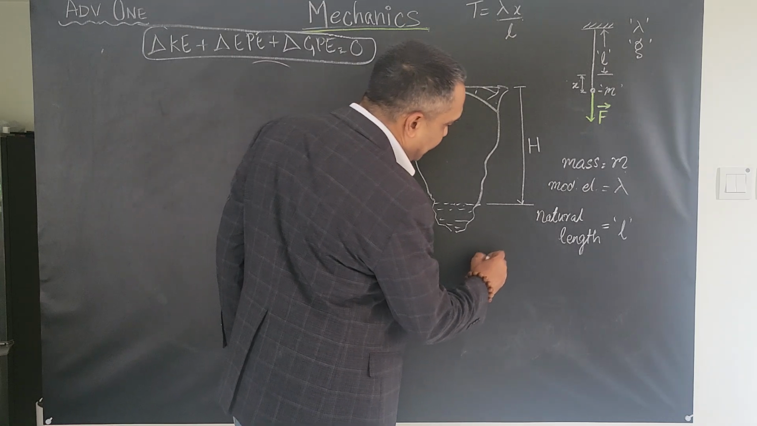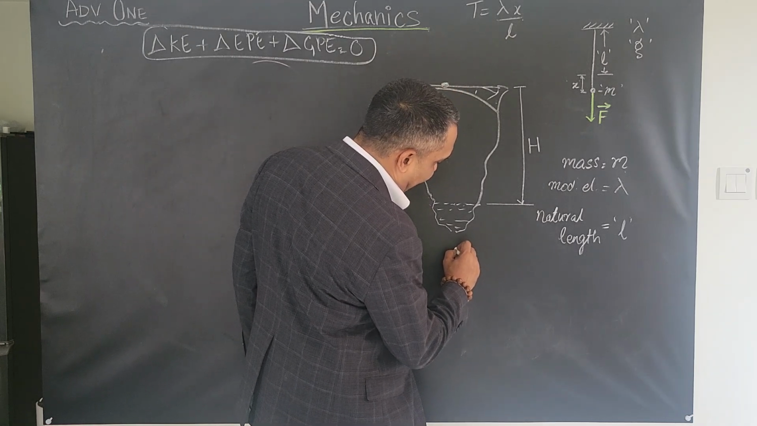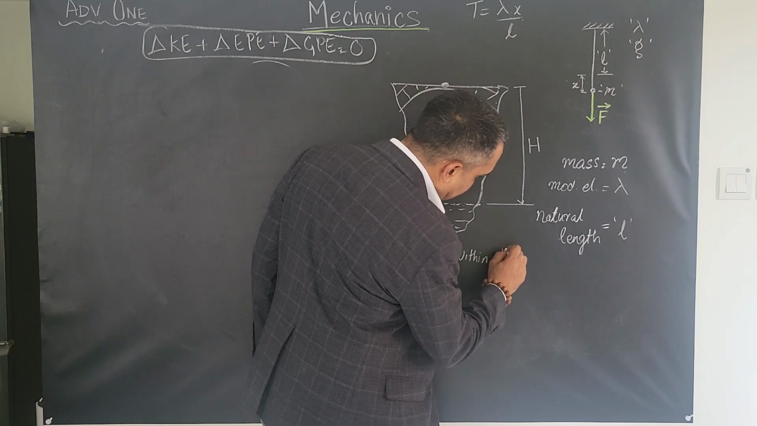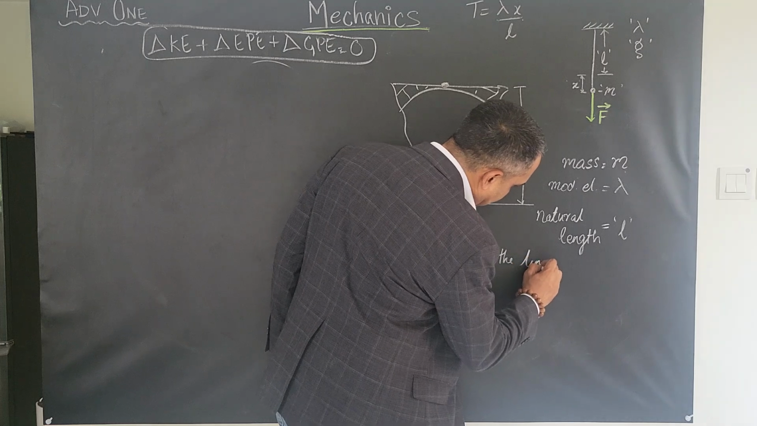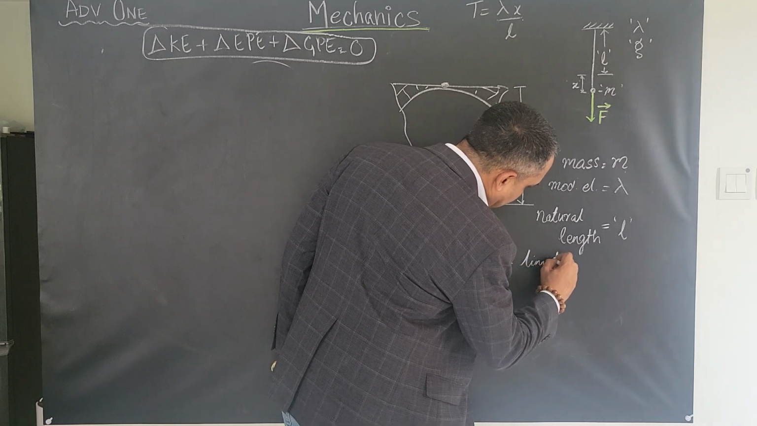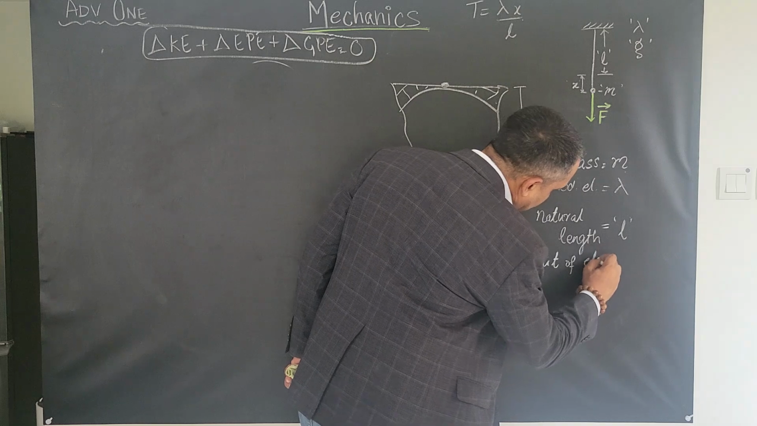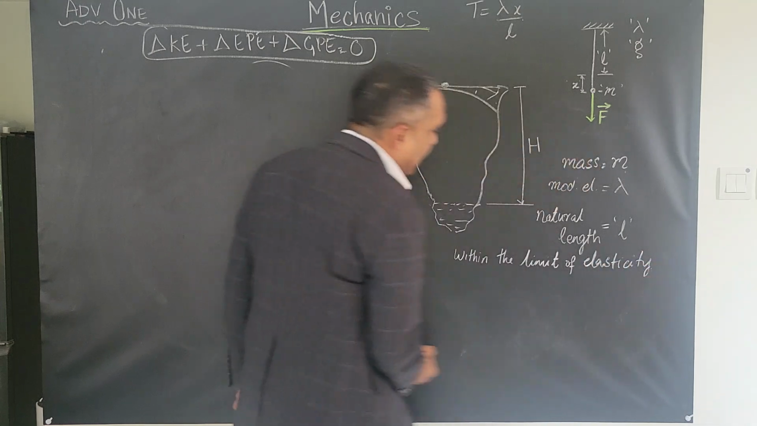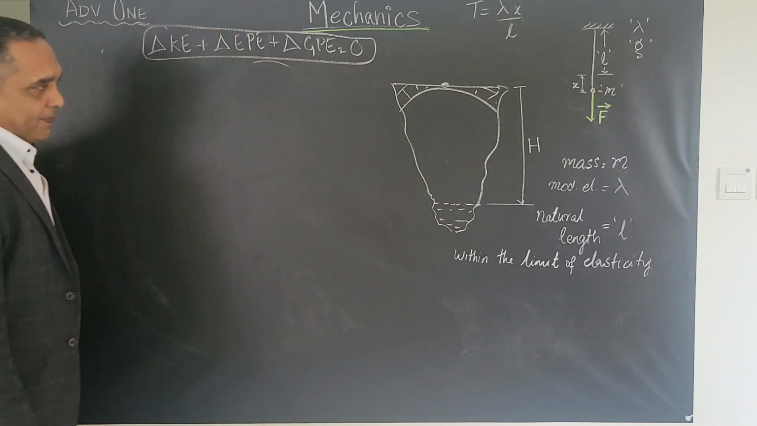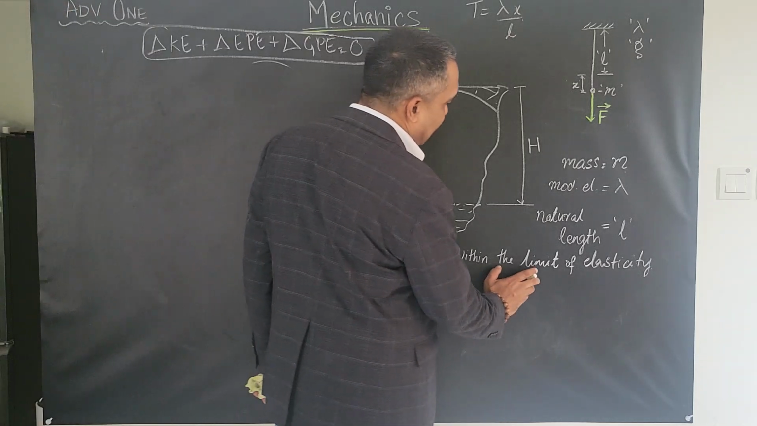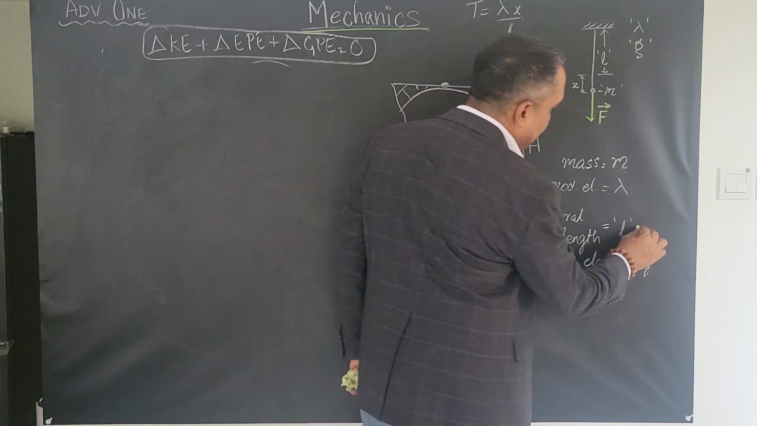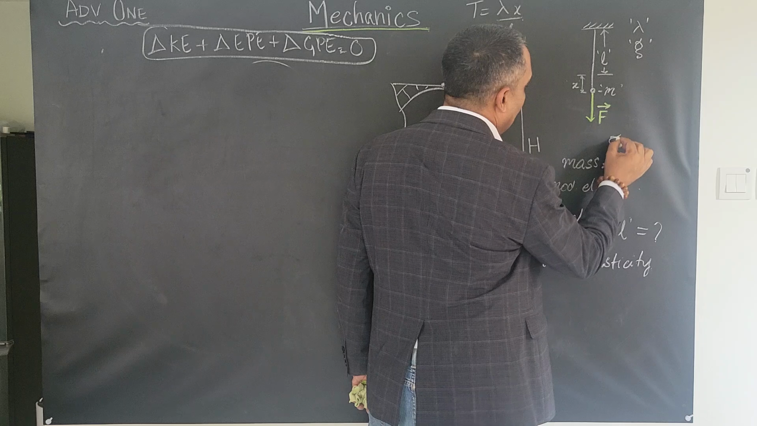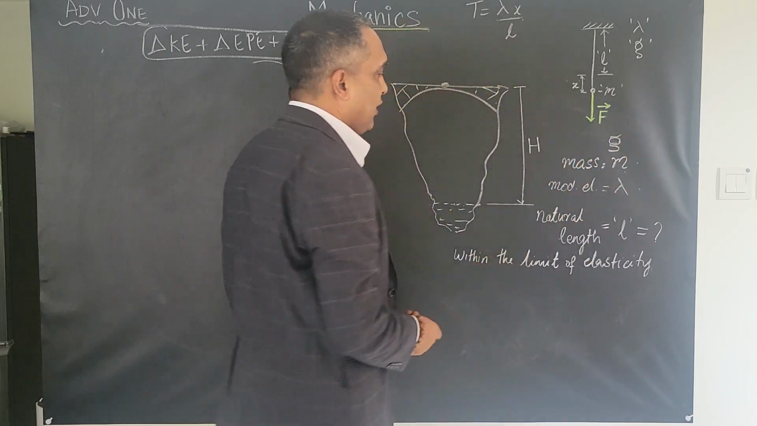And for this problem, you are operating within the limit of elasticity. This is very important, right? Because the moment your string snaps, everything goes away. So within the limit of elasticity, find this. This is what you need to find. This is given. This is given. You know g is constant at all times, so you don't need a value for it. H is given to you.